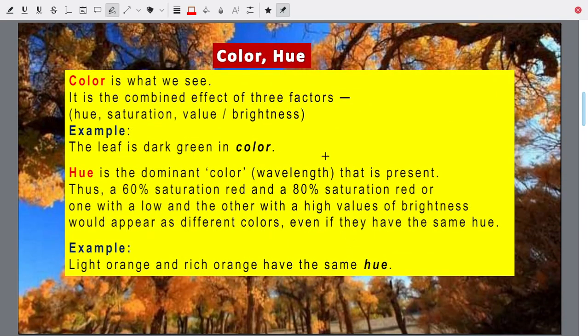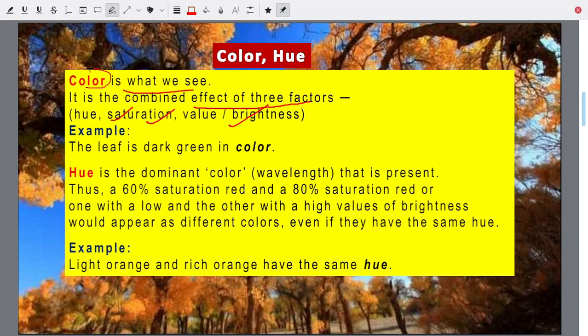Next, color and hue. Color is what we see. Whatever you see is color. It is a combined effect of three factors: hue, saturation, and brightness. Those of you who are editing photos in mobiles, even in a mobile phone we have some basic editing features, and if you download editing software, then you have a lot of editing options. But hue, saturation, value together make color.